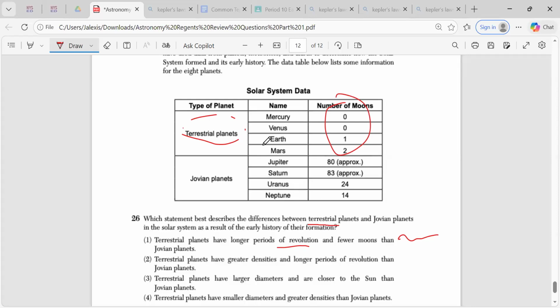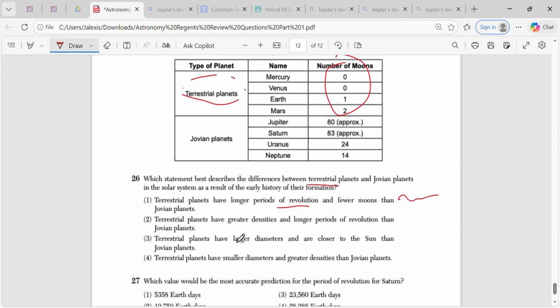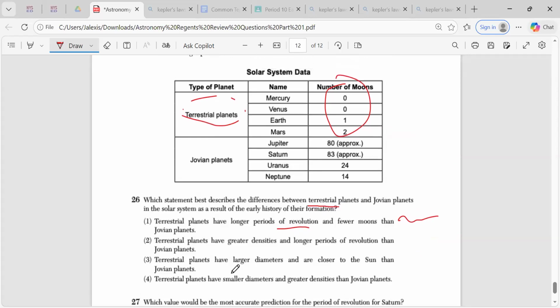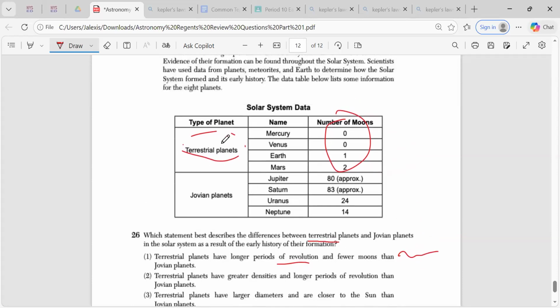This chart doesn't tell me that, which means I may have to go to the reference tables, so I may have to go back for choice 2. Terrestrial planets have larger diameters and are closer to the sun than Jovian planets. Once again, I'm going to have to check that. And terrestrial planets have small diameters and greater densities than Jovian planets. So when I'm looking at the solar system data, I'm going to have to use my reference tables.